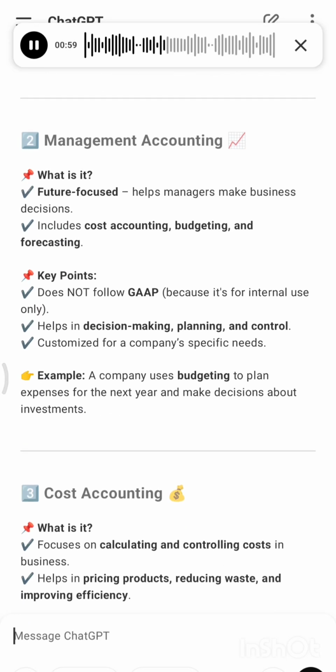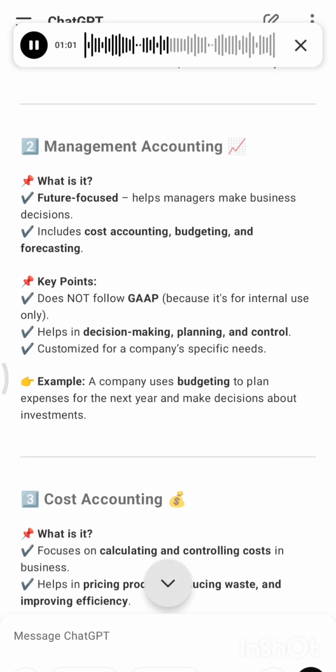2. Management accounting. What is it? Future-focused. Helps managers make business decisions, includes cost accounting, budgeting, and forecasting.